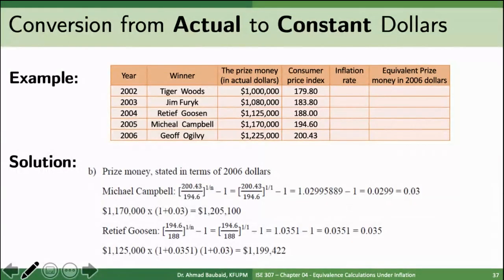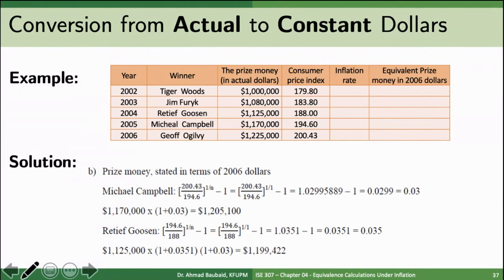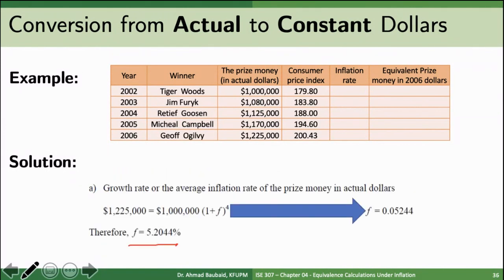Okay, before we do that, Mazen? Yes, in the average inflation rate, we use the actual dollars to calculate it. Yes. Well, actually, this is where it gets a little bit confusing, I guess, because it is called the growth rate. We're just computing sort of the growth of this, right?